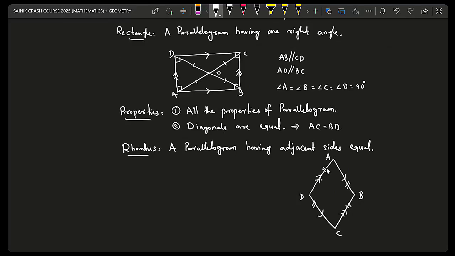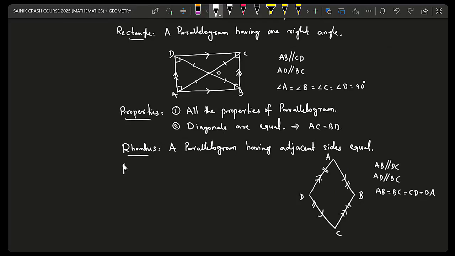So what are the definitions for a rhombus we can write? First of all, we know AB is parallel to DC, and AD is parallel to BC, and all the sides are going to be equal. That is, AB will be equal to BC will be equal to CD will be equal to DA. Then it is going to become a rhombus.